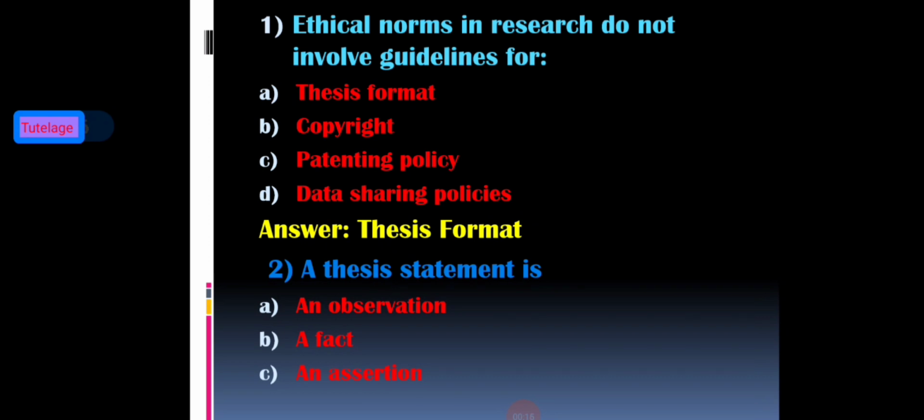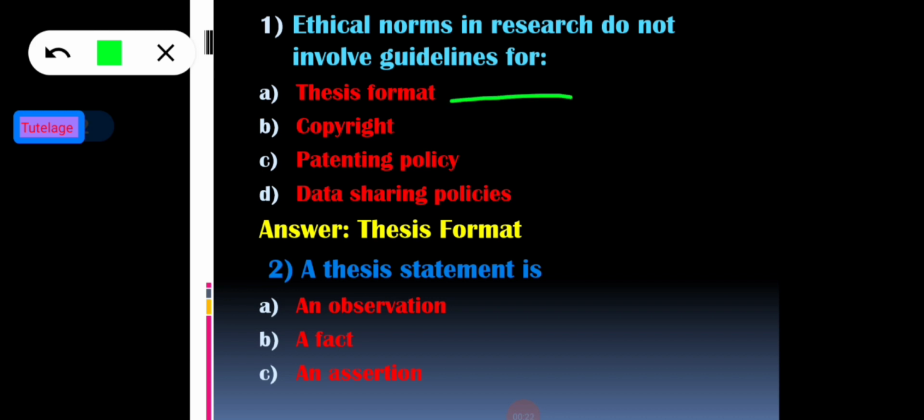In this session, the first question is: ethical norms in research do not involve the guidelines for thesis format. There are four options. The second option is copyright, the third option is patenting policy, and the fourth option is data sharing policy. Ethical norms are related to copyright policy, patenting policy, and data sharing policies, but ethical norms in research do not include the thesis format. So option A, thesis format, is the correct option.